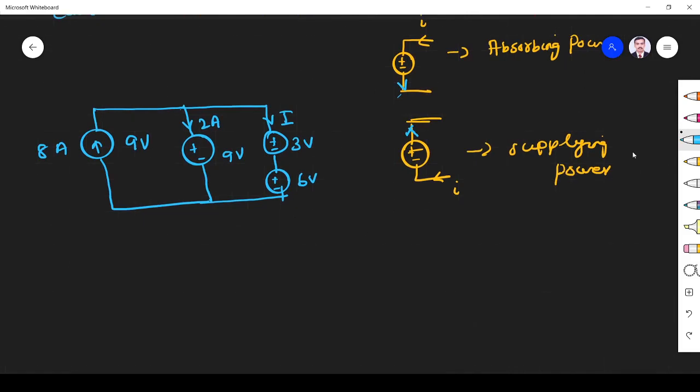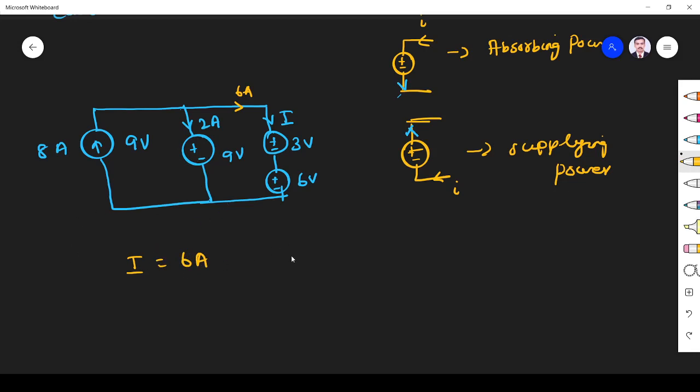The first question here is that I have to find the current. Here 8 ampere current is coming and 2 ampere is going, so the remaining 6 ampere will go in this branch. So the current through the 3 volt is 6 ampere, and the current through the 6 volt battery is 6 ampere. So we found I is equal to 6 ampere. Here 2 ampere current flows. So everything we found.